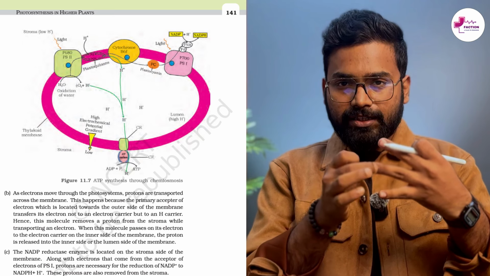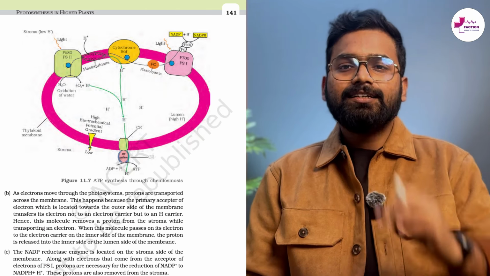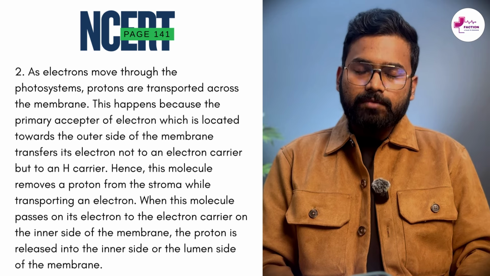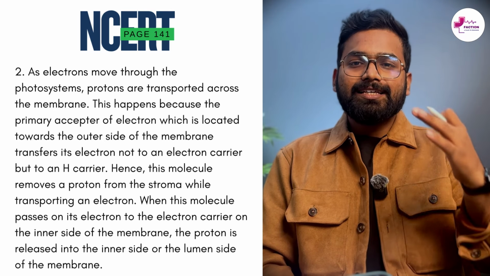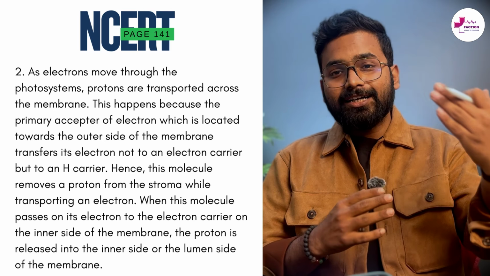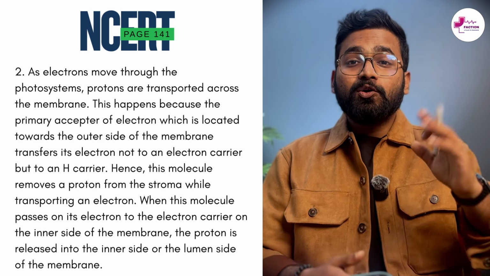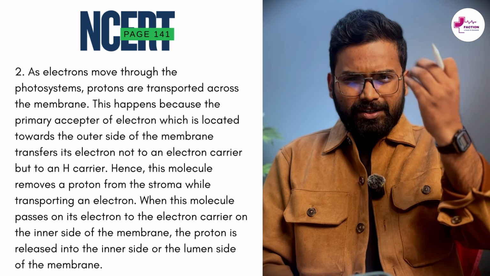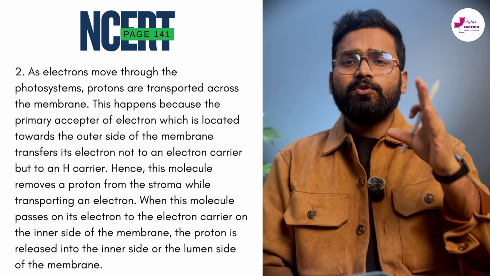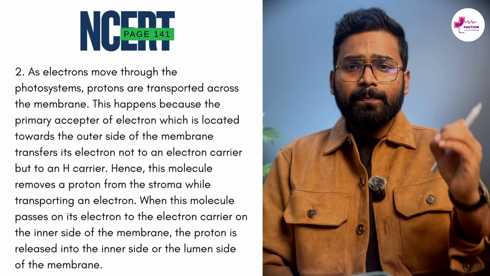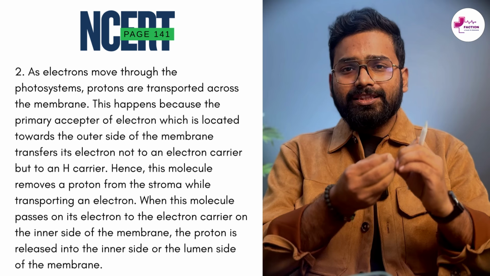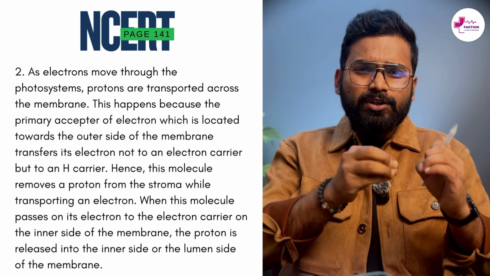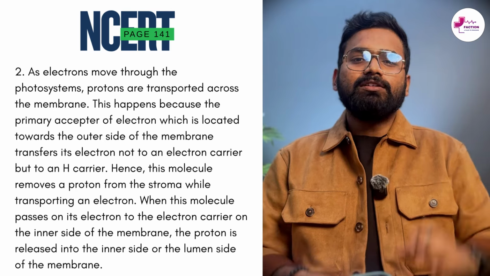The second point, that is on page number 141, says: as electrons move through the photosystems, protons are transported across the membrane. Stop. This happens because the primary acceptor of electron located on the outer side of the membrane transfers its electron not to an electron carrier but to an H carrier. Stop. Hence, this molecule removes the proton from the stroma while transporting an electron. When this molecule passes on its electron to the electron carrier located on the inner side of the membrane, a proton is transported into the inner side or lumen side of the membrane.